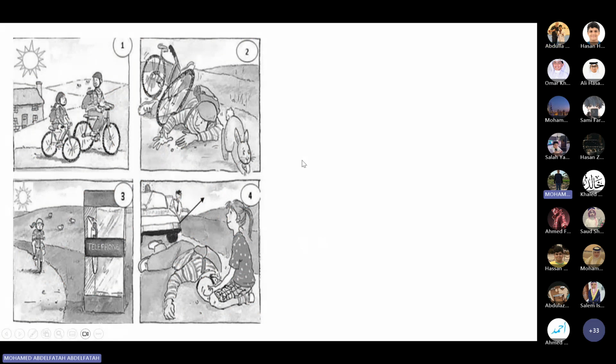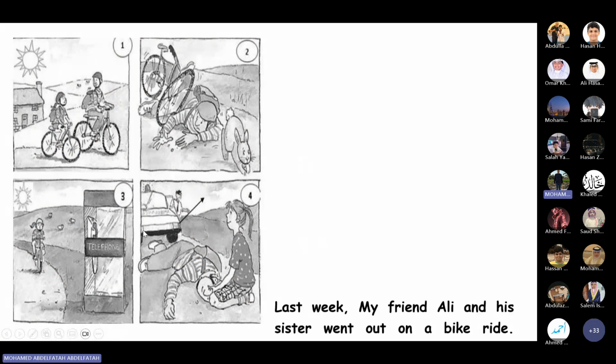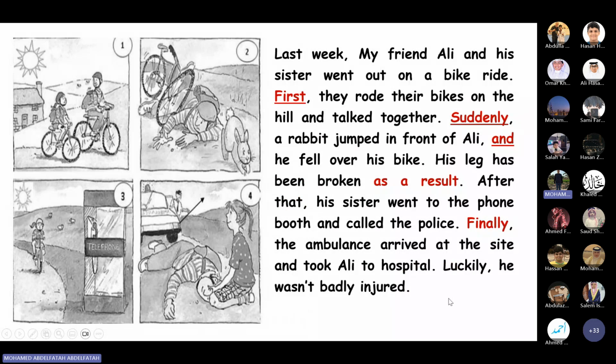Hello, Abdullah. Look at the pictures and help us read this model. And remember, you can add your own ideas. It's just a model to help you write. Okay? Last week, my friend Ali and his sister went out on a bike ride.